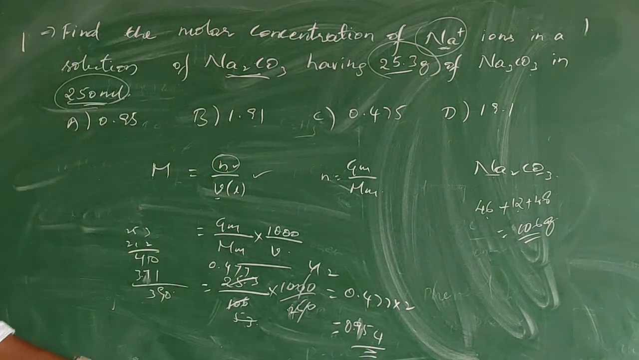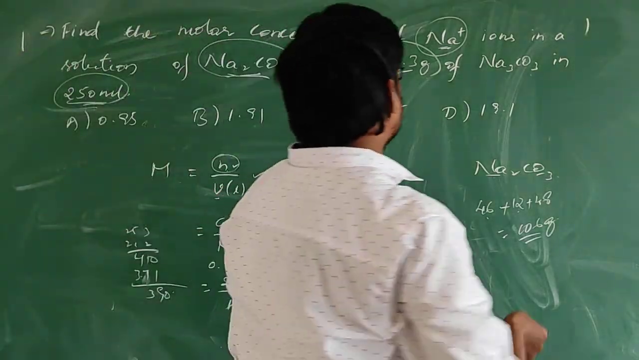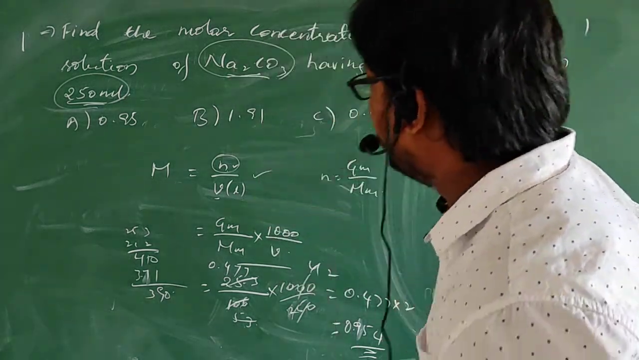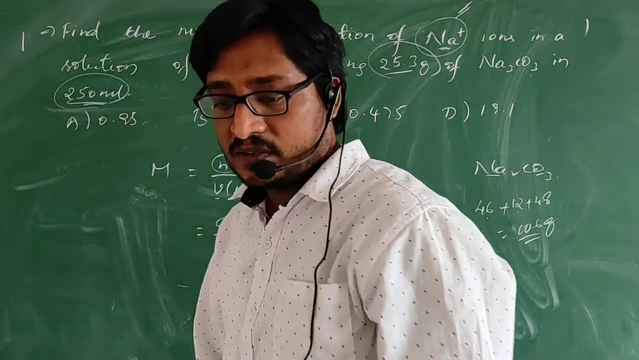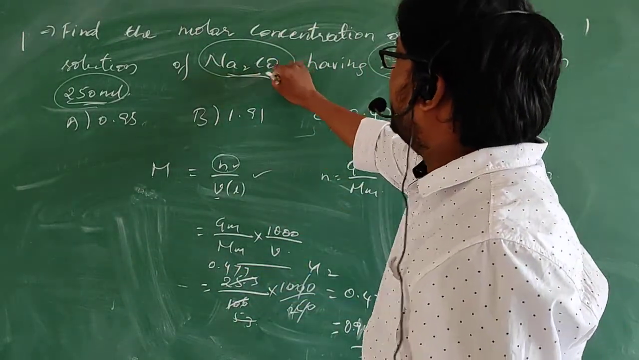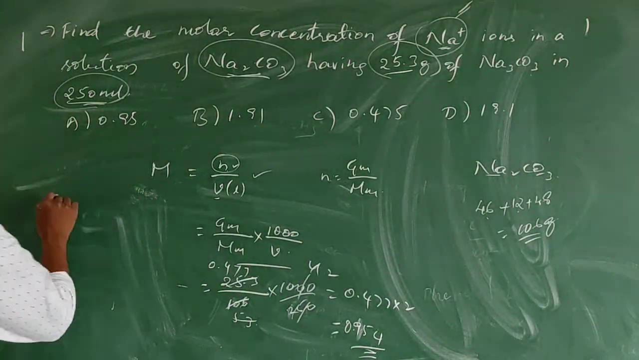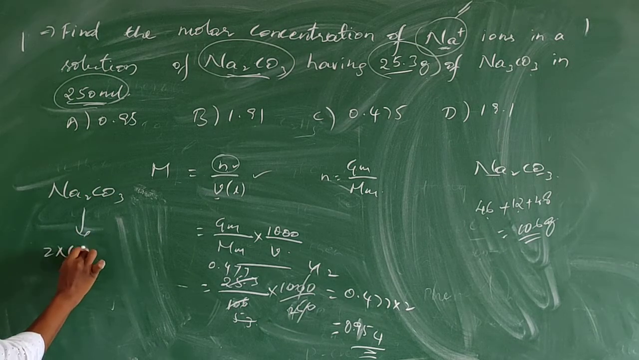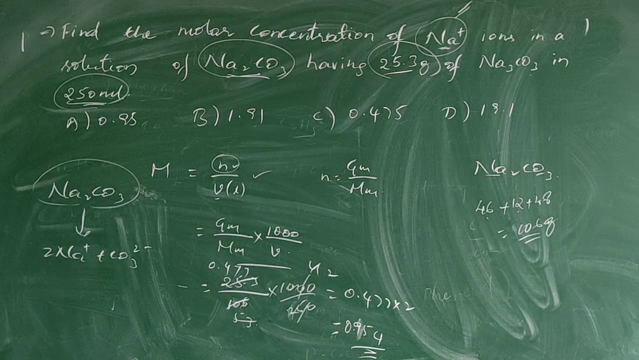But he is not asking us the concentration of Na2CO3. He is asking us the concentration of Na plus ions. So how to find that? Here if you see, from each sodium carbonate, how many Na plus ions will get produced? So from each Na2CO3, 2 Na plus ions will get produced, you know. Okay, Na2CO3, if it undergoes ionization, it forms 2 Na plus and CO3 2 minus. From each molecule of Na2CO3, 2 Na plus and 1 CO3 2 minus get produced.